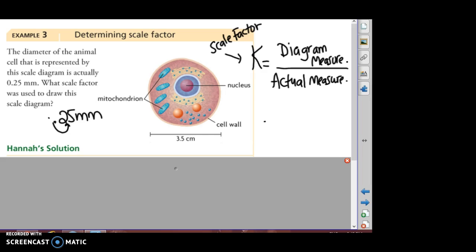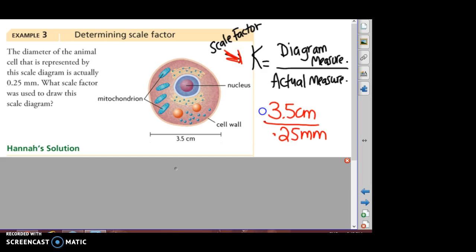Example 3. The diameter of an animal cell that is represented by this scale diagram is actually 0.25 millimeters. What is the scale factor that was used to draw the diagram? It's important we remember the formula. K is equal to the diagram measurement over the actual measurement. K is always representing the scale factor. So to find the scale factor, we take the diagram measurement, in this case 3.5 centimeters, and divide it by the actual measurement, which is 0.25 millimeters.